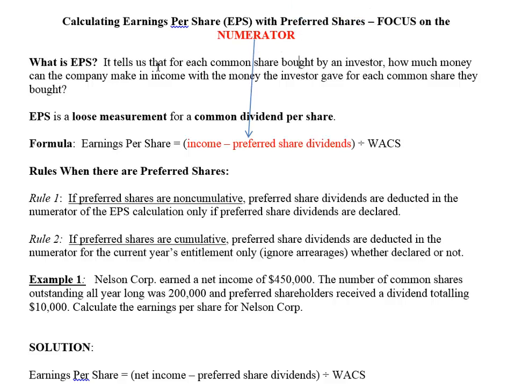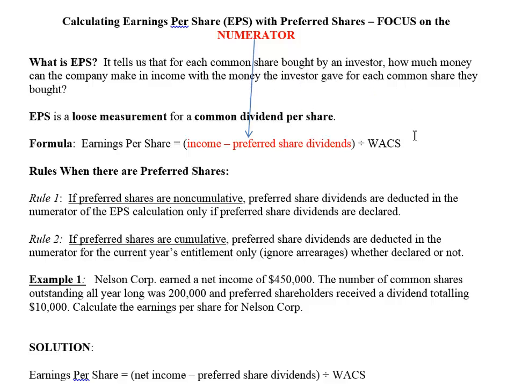So let's begin with a definition of what EPS, or commonly known as earnings per share, is. It really tells us that for each common share that an investor buys in your company, how much can the company make in income with the money they received from that share in order to make a profit for the company. That gives the investor who bought into the common shares some kind of a loose measurement for what they could get at the top end for a dividend.